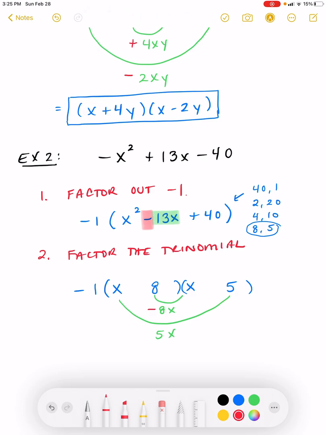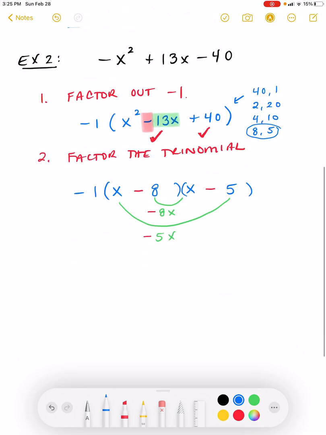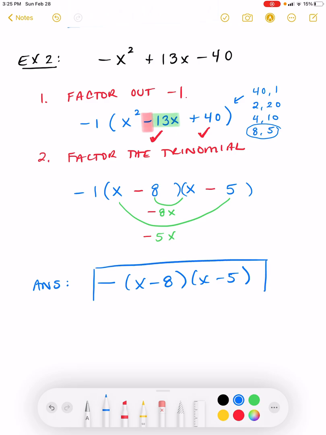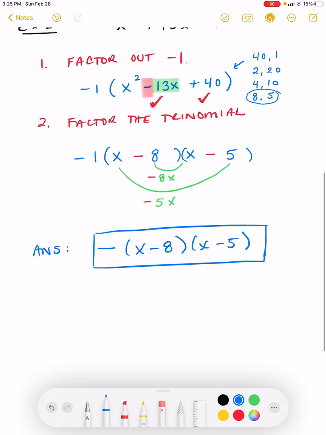So if it's negative 8 minus 5, it will add to make negative 13, but multiply to make positive 40. So it's going to go minus, minus. All right, here's your final answer, okay? The final factors are going to be negative (x minus 8)(x minus 5). If you want to make that into a negative 1 out front, you can, but just having a negative means the same thing. All right, let's look at our next one.